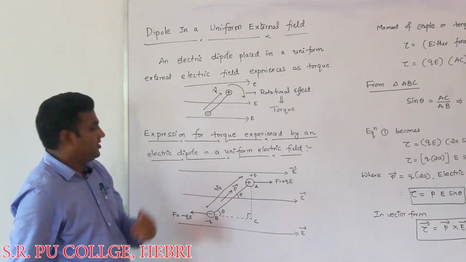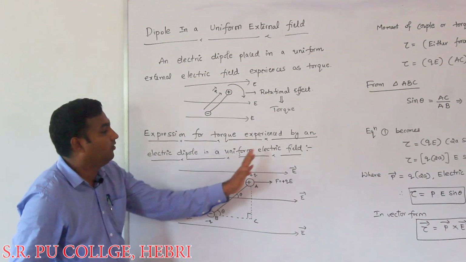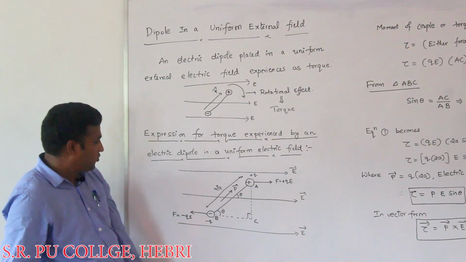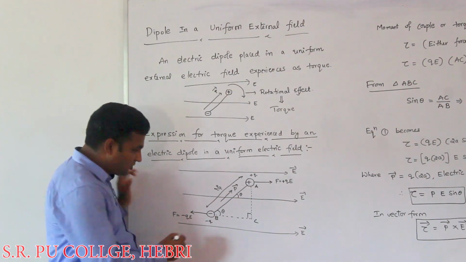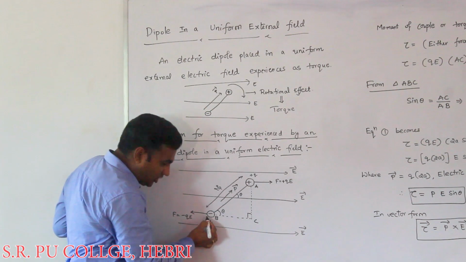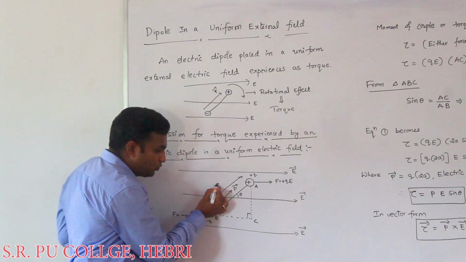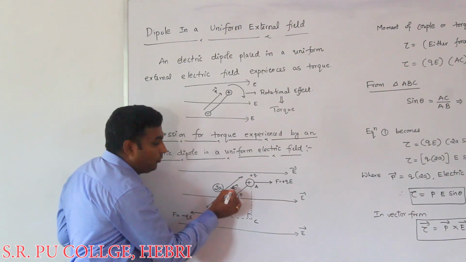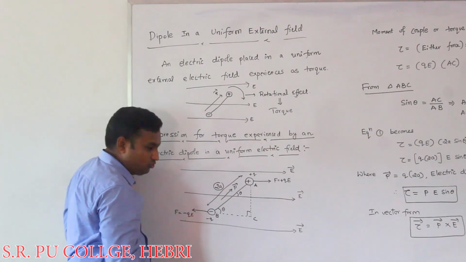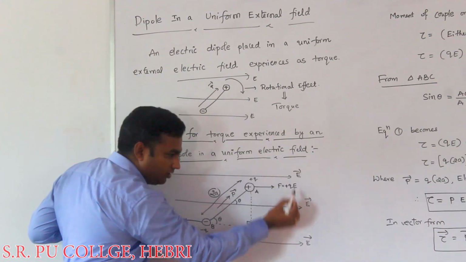Next concept is the expression for torque experienced by an electric dipole in a uniform electric field. This expression is usually asked in exams for 2 or 3 marks. In this diagram, we consider an electric dipole with positive charge plus Q and negative charge minus Q, separated by a very small distance, which we denote as 2A. The electric dipole moment, denoted by P vector, is directed from the negative charge to the positive charge. This system is placed in an external uniform electric field E.